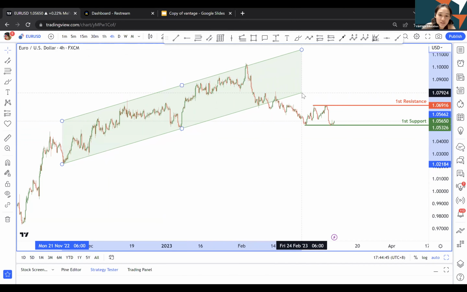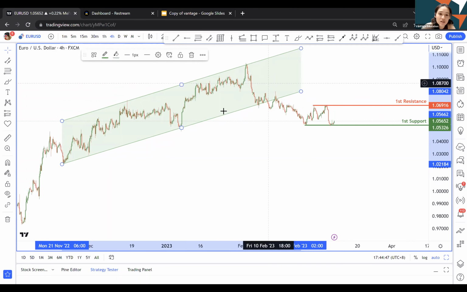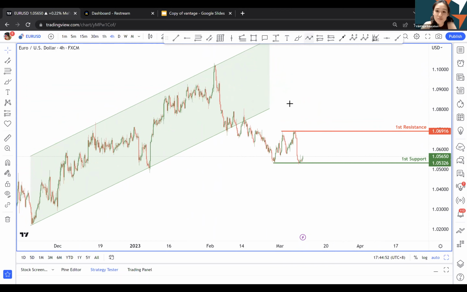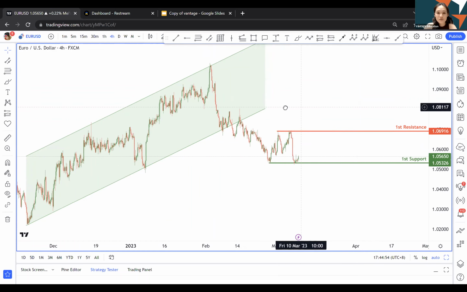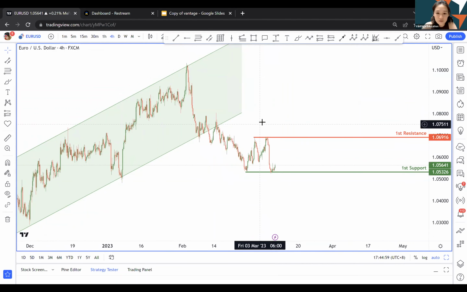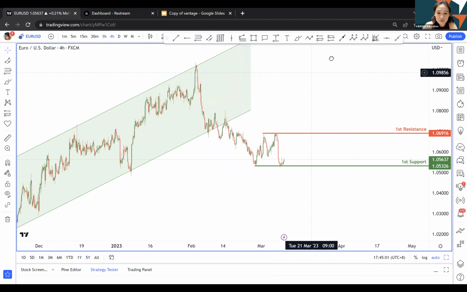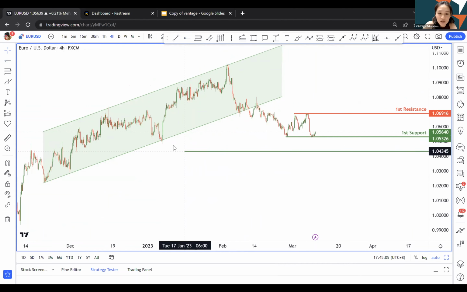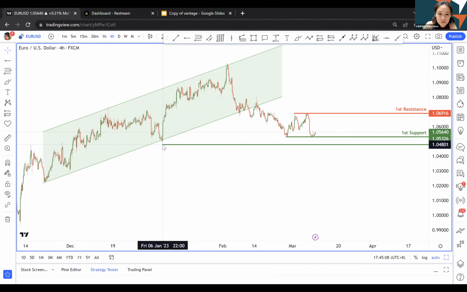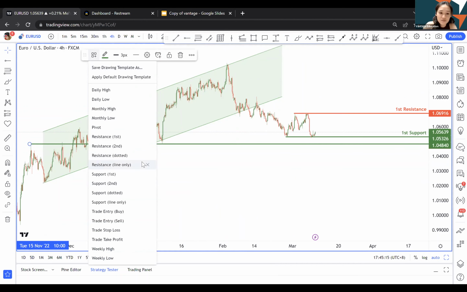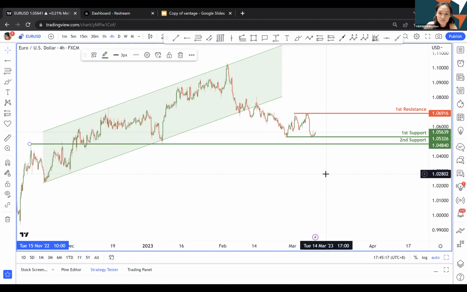Here we can see price recently broke out of this ascending trend channel, so we can expect price to continue to drop. So we have a bearish bias. And here's my second support.